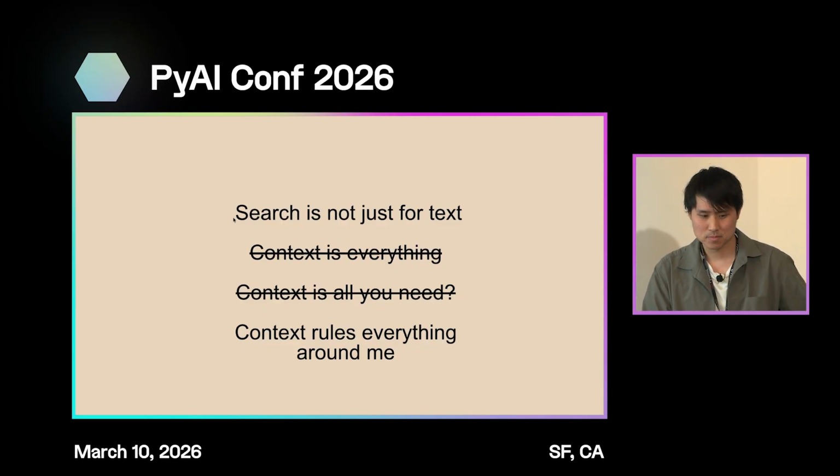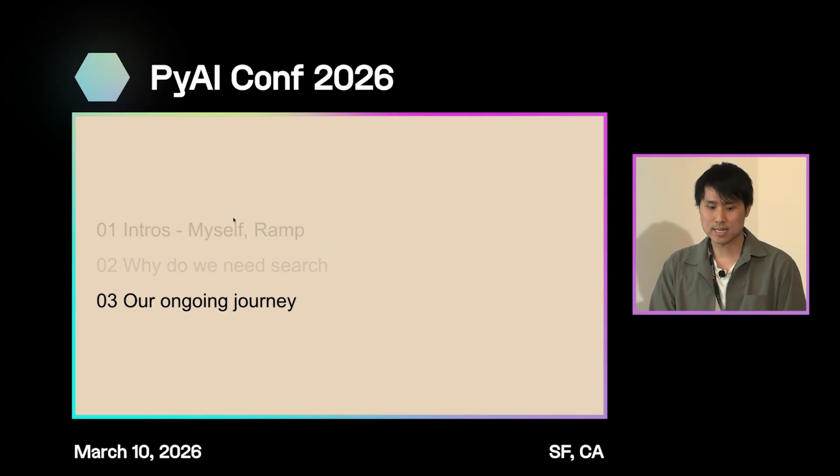So now you can see how we need search at Ramp and how we currently use it today. So I'm going to go through our current journey and a bit more of our pipelines to enable this.